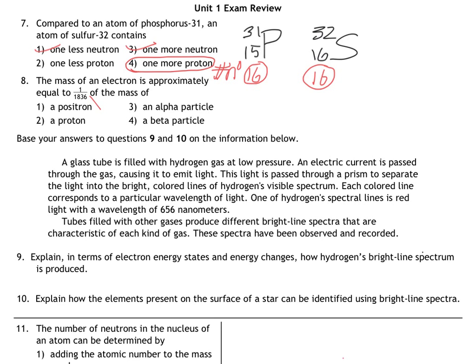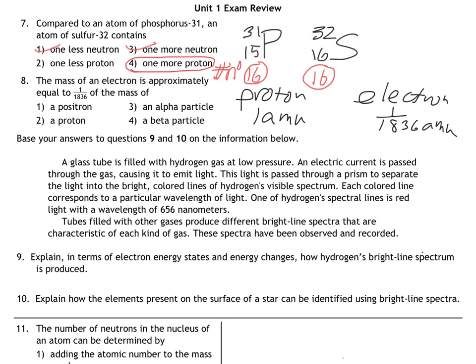I would say that what you should be thinking of is that certain subatomic particles have a mass of 1. For instance, a proton has a mass of 1 AMU. And an electron is 1 over 1836. Therefore, an electron is 1 over 1836 the mass of a proton.